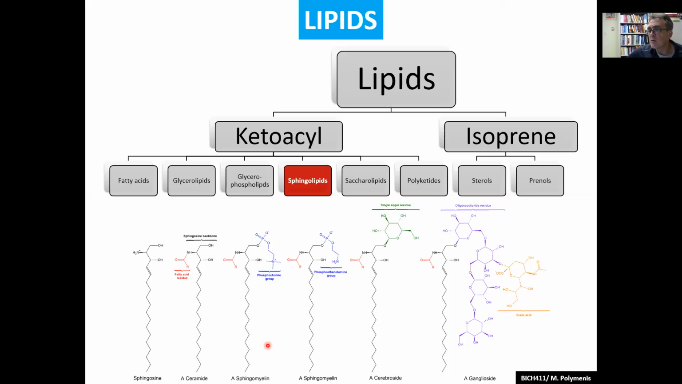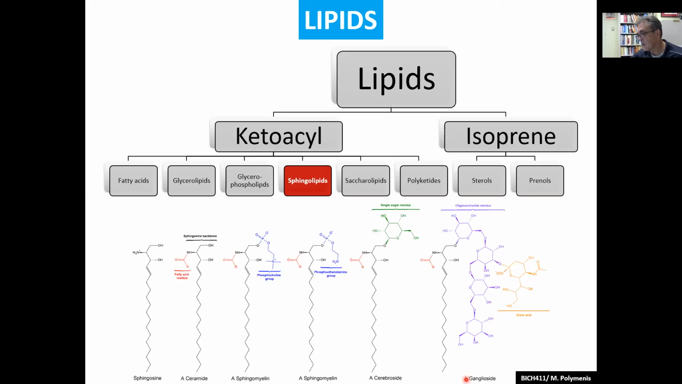If you have a phosphocholine and a fatty acid, you have a sphingomyelin and so on and so forth. And you can have phosphoethanolamine and the fatty acid. And you keep building. If you just have one sugar, then you have a cerebroside. If you have a variety of sugars plus sialic acid, let's say, then you have a ganglioside. So the last two, cerebrosides and gangliosides, are very common in brain cells, as the name implies.